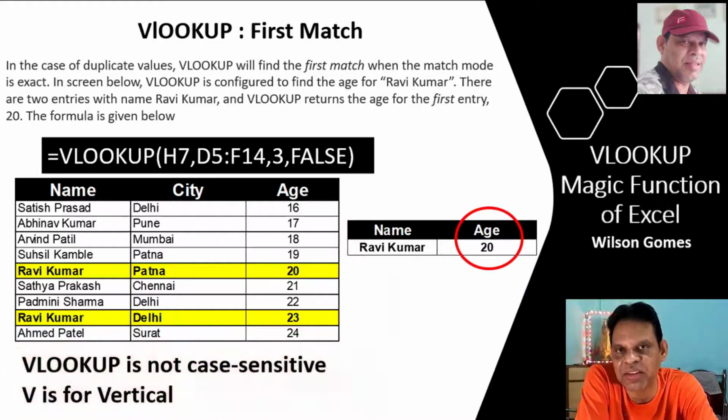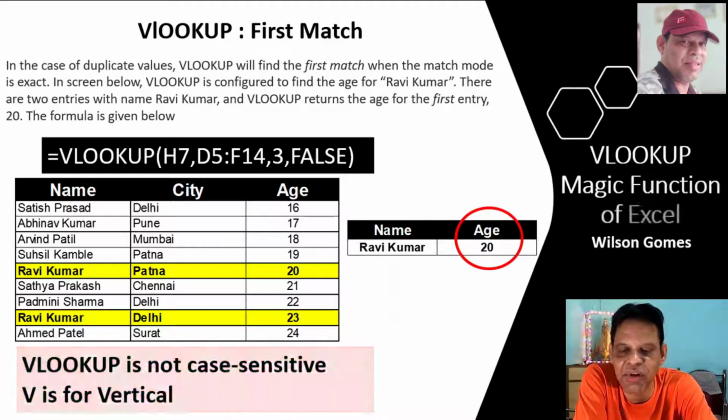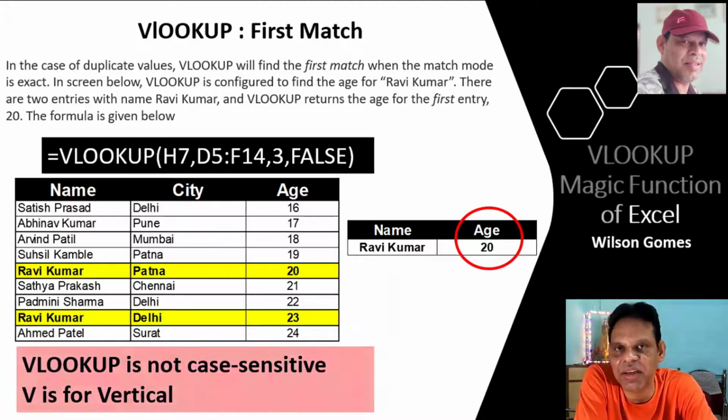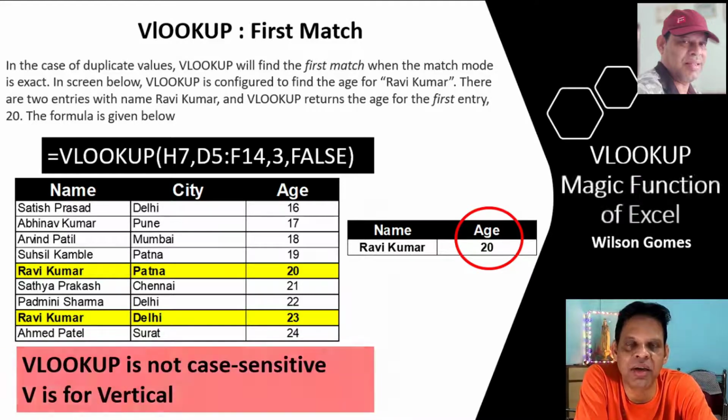Before we go to the next slide, two things are to be made clear. One thing is that VLOOKUP is not case sensitive. Capital letter, small letter, both will work. If it is small letter in master data and you are searching a capital letter in your search, there is no problem in VLOOKUP syntax. And V stands for vertical in VLOOKUP.